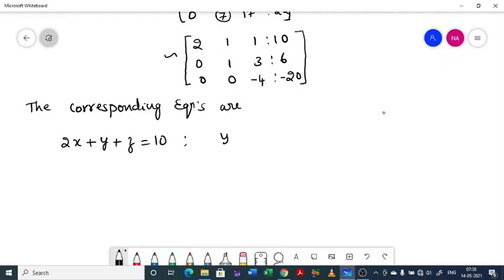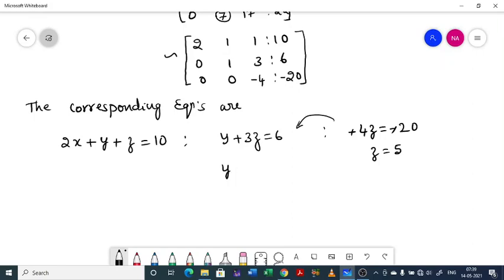Second equation will be y plus 3z equal to 6. Actually it is x into 0 plus y into 1, that we have to do. So the last one, minus 4z will be equal to minus 20. So minus gets cancelled, so z will be 5. Substituting that value here, this is called back substitution.